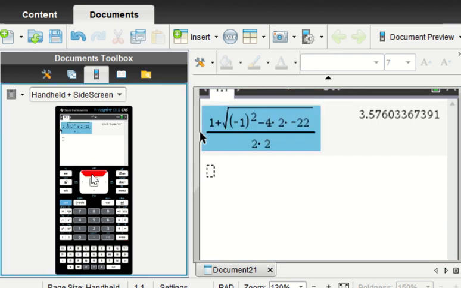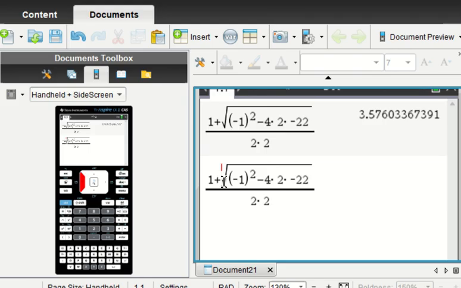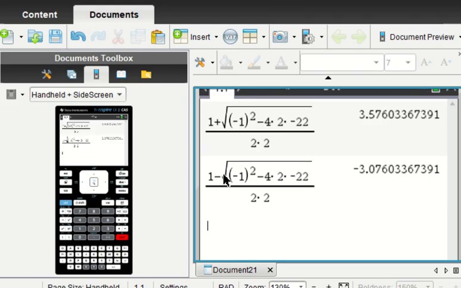So work smarter, not harder. Go up and steal that. Press enter. And we're just going to go through and edit it. We change that plus to a minus. And that's our second answer.